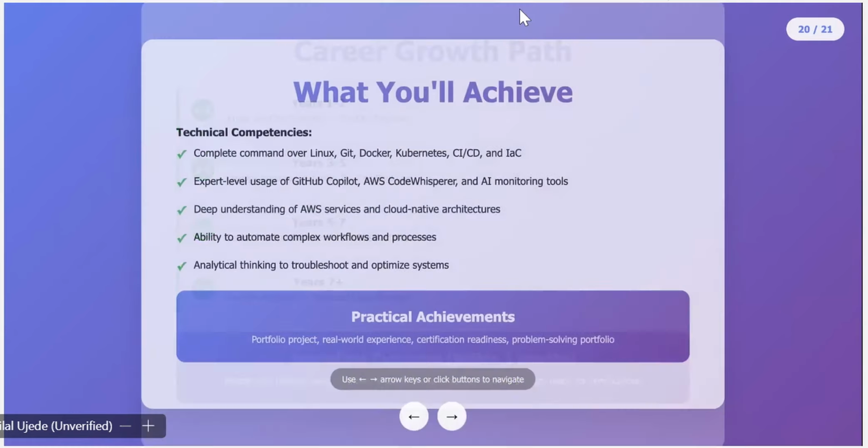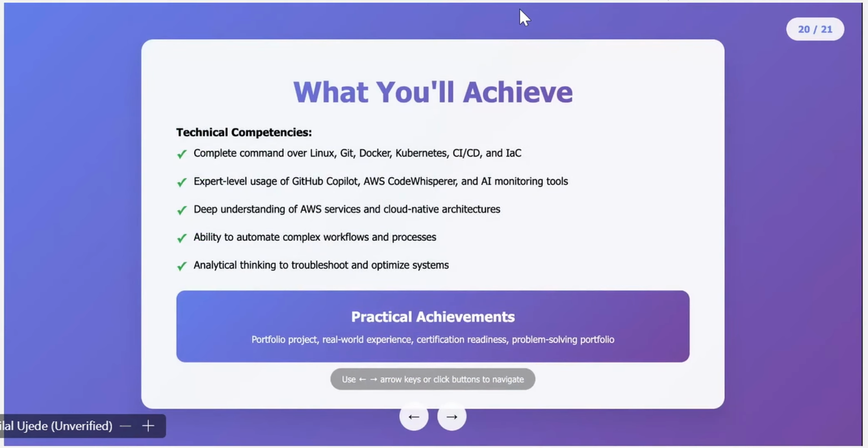Coming to the other slides, what you will achieve at the end of the program: you'll get complete command over the most commonly used DevOps activities, like Linux, Git, Docker, Kubernetes, CI/CD, and infrastructure as code. Then you will learn how you can use and benefit from AI, and that is something you can put in your resume. You have the ability to integrate and implement, and you can get the most output from AI tools integrated in your code.